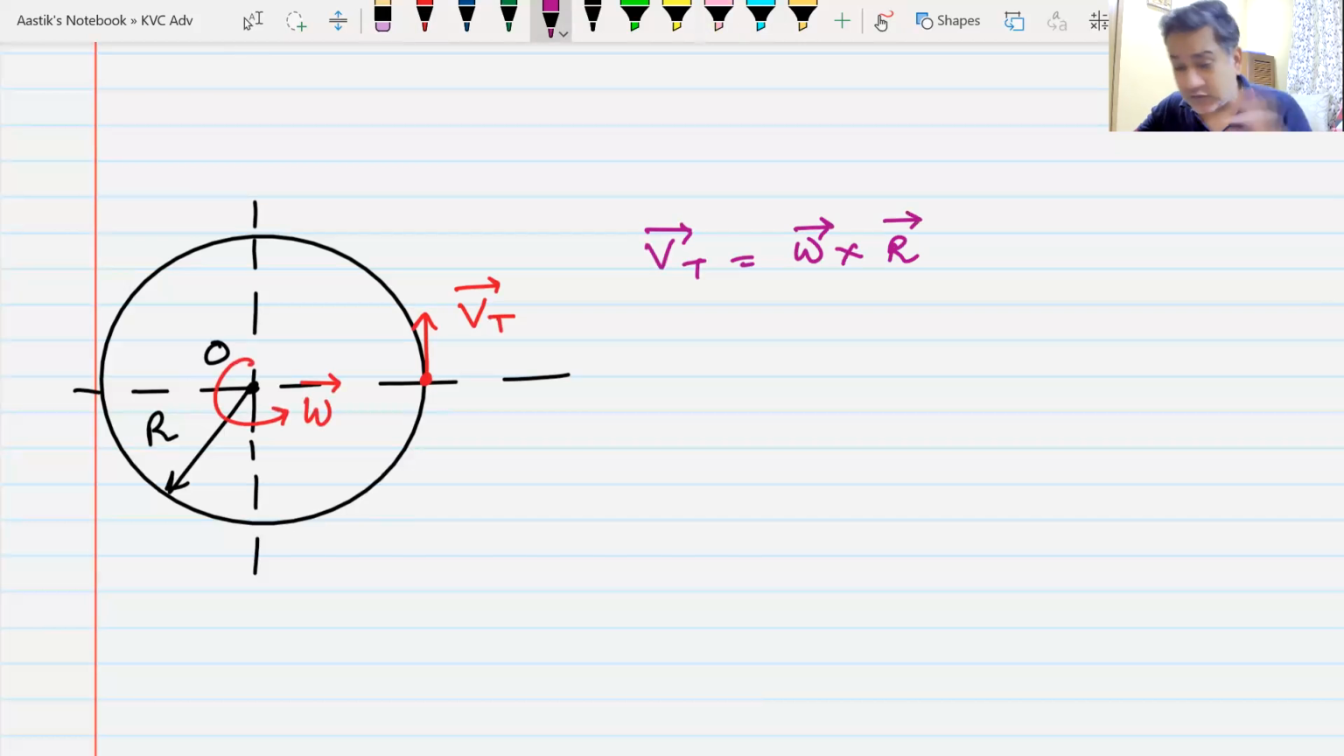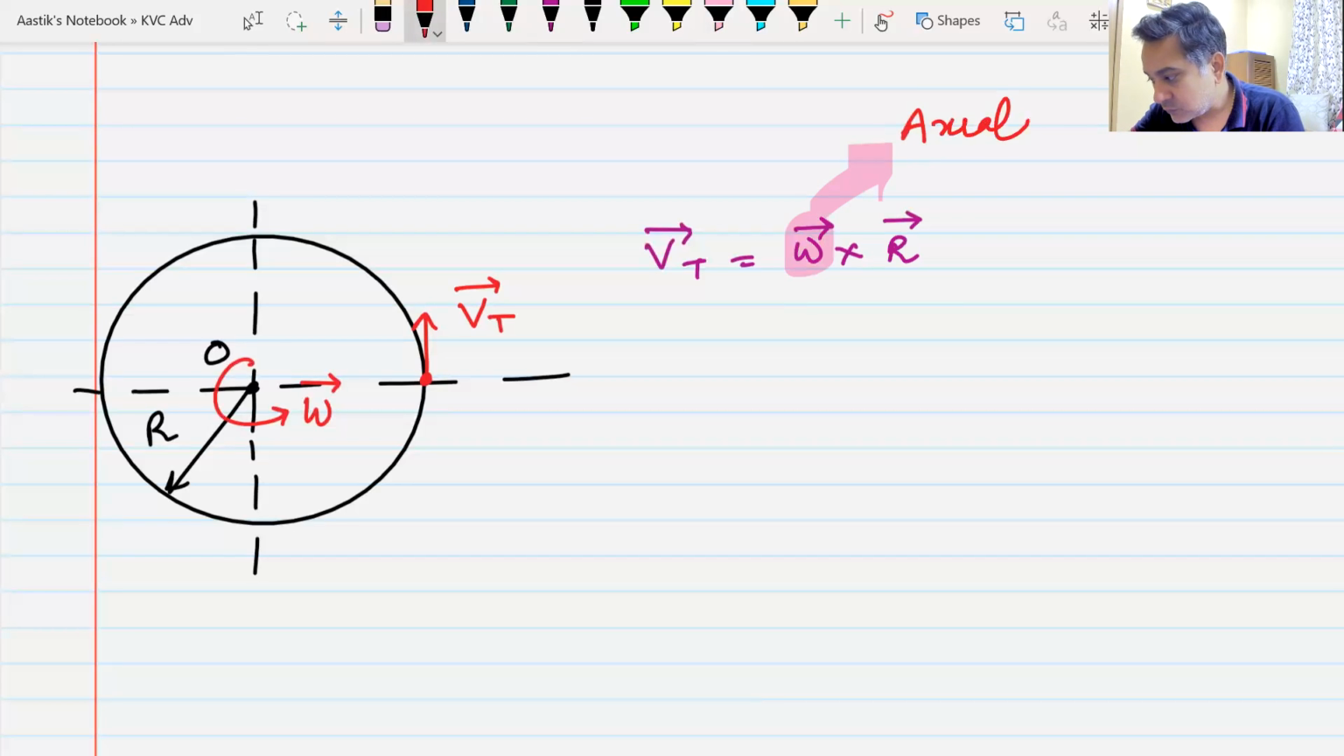Now remember, omega is a vector, omega is known as an axial vector. Now, once we know this axial vector, the problem with axial vectors is their direction is given by the axis.